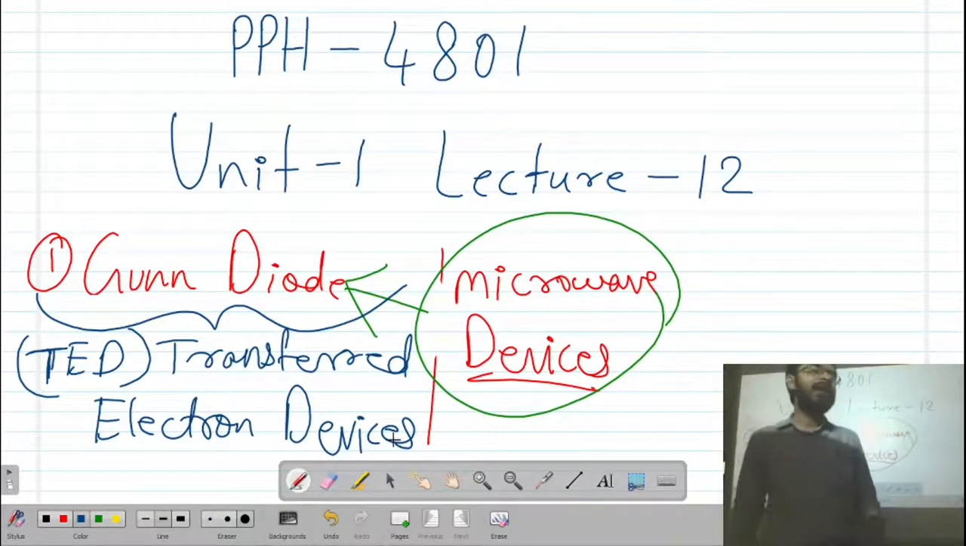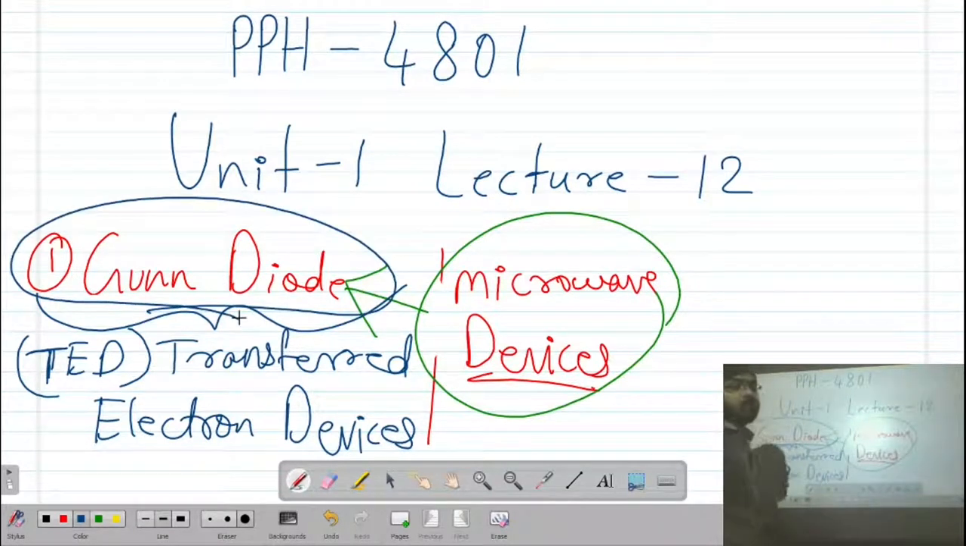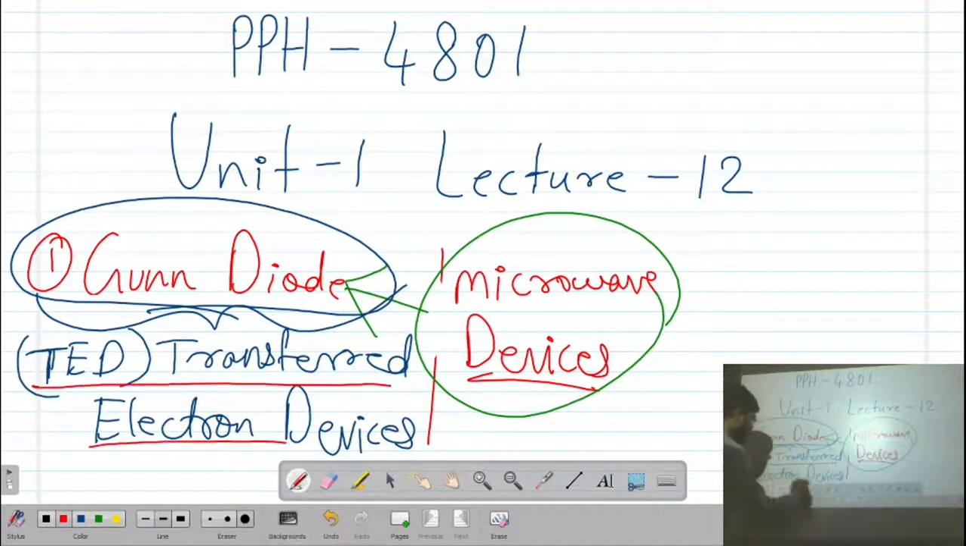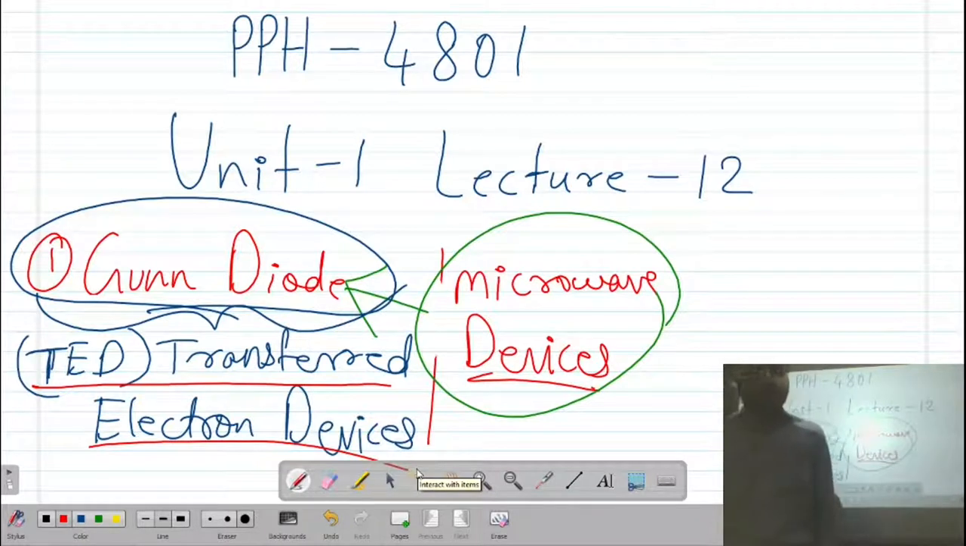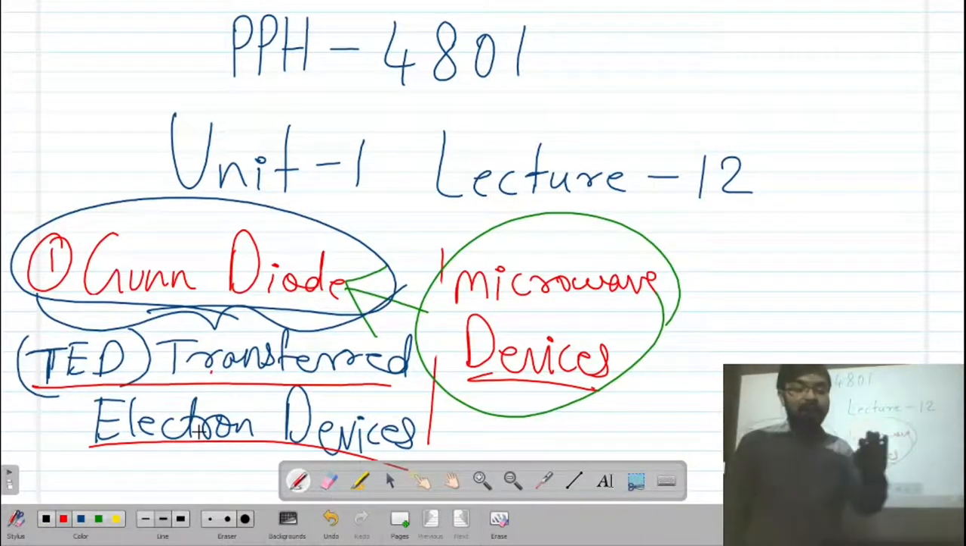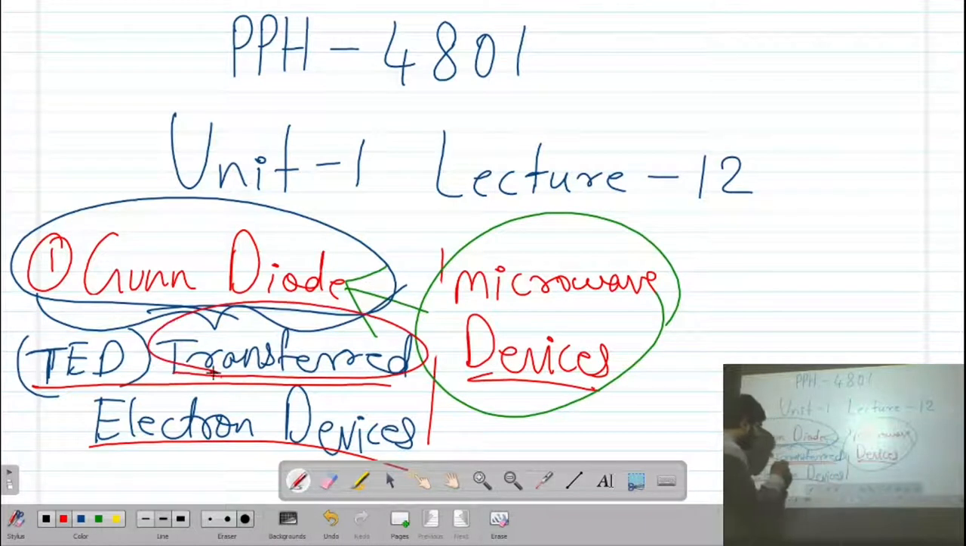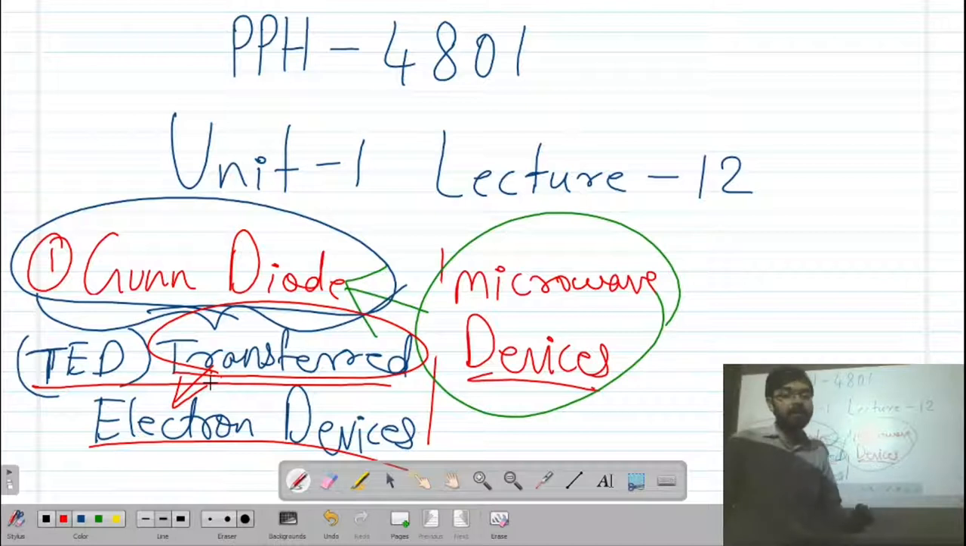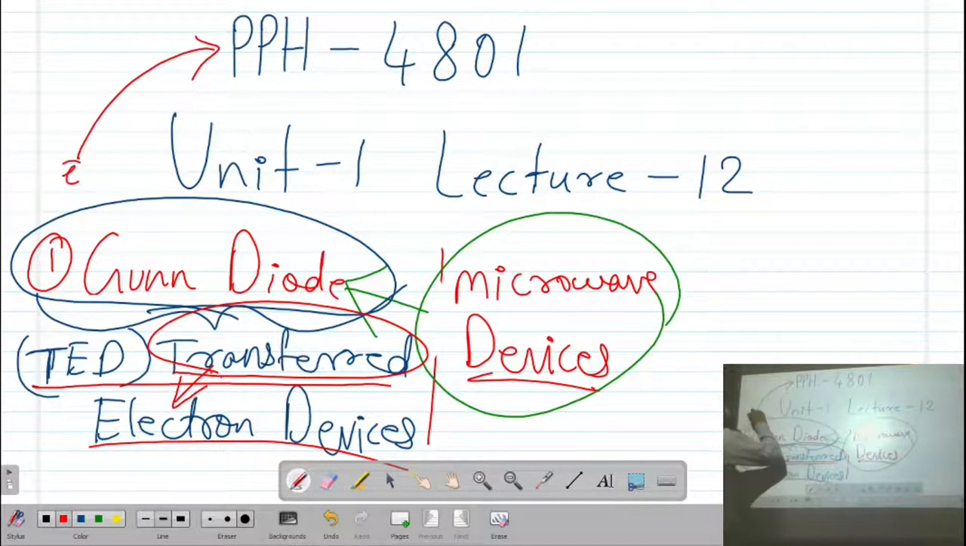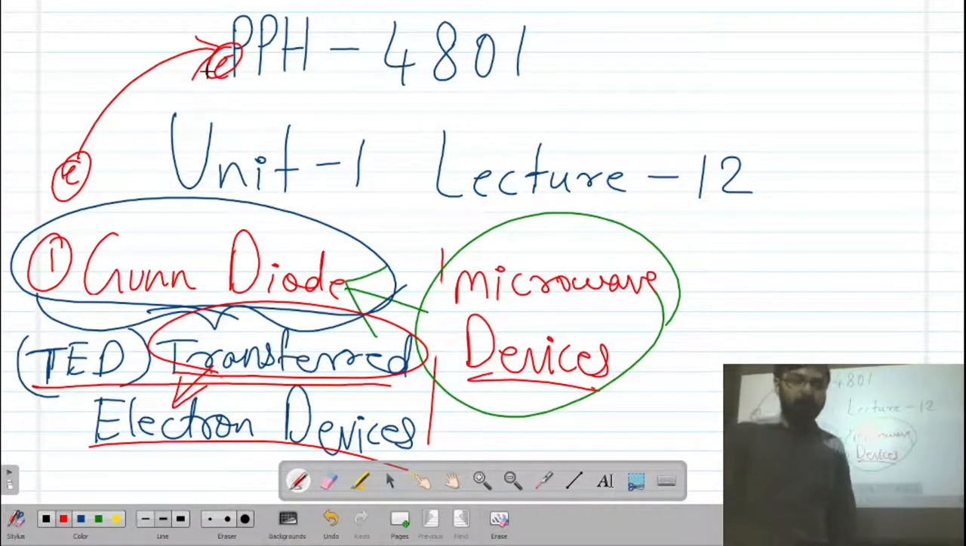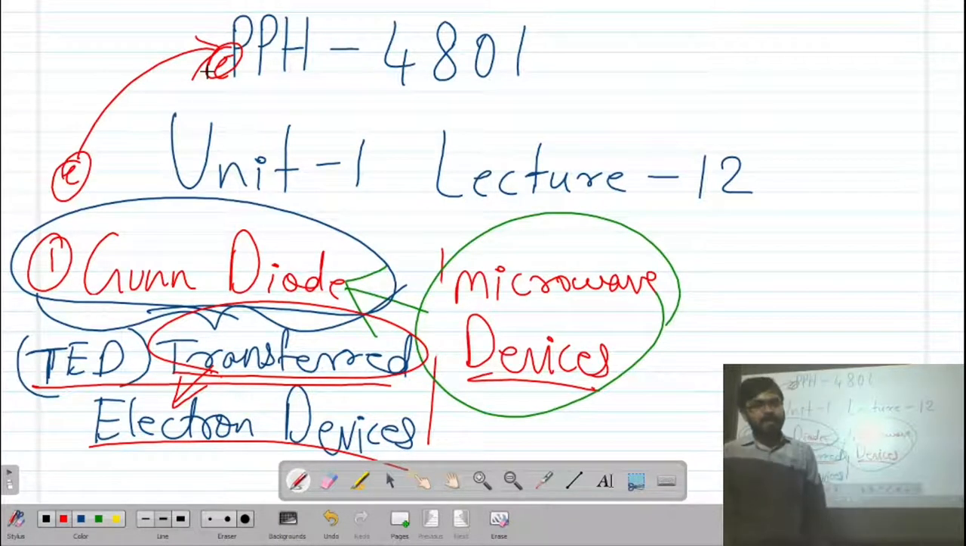So, first of all, before going to the discussion of gun diode, let us understand what are transferred electron devices and what is the phenomenon or the operation or the physics behind them. We will see the name first of all itself: transferred electron. The name itself is suggesting that electron is transferred from some point to another point. That is nothing but the transfer of electron, and the devices which work on the transfer of electrons come under transferred electron devices.